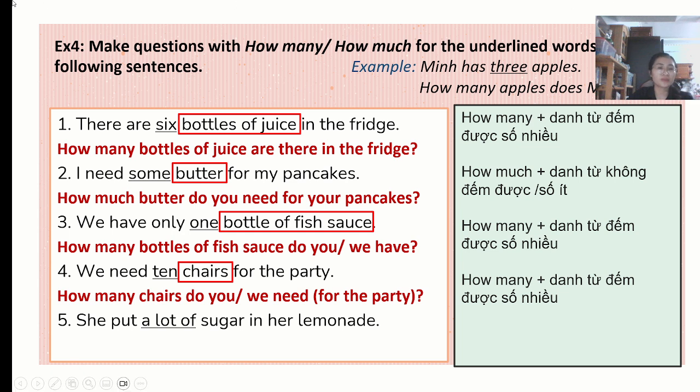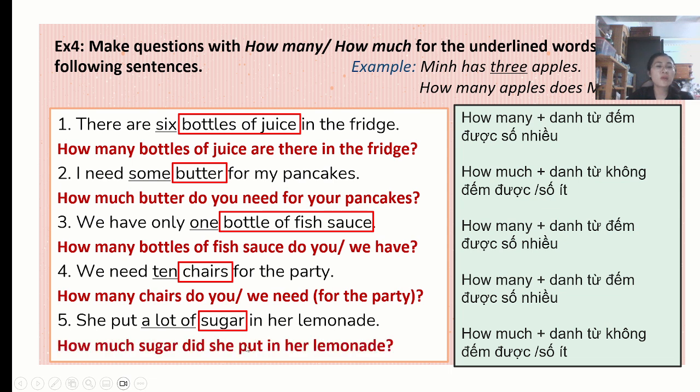And the last one, a lot of sugar. Sugar is an uncountable noun, so we have to use how much. After how much, we need to use an uncountable noun, and our answer is: How much sugar did she put in the lemonade?